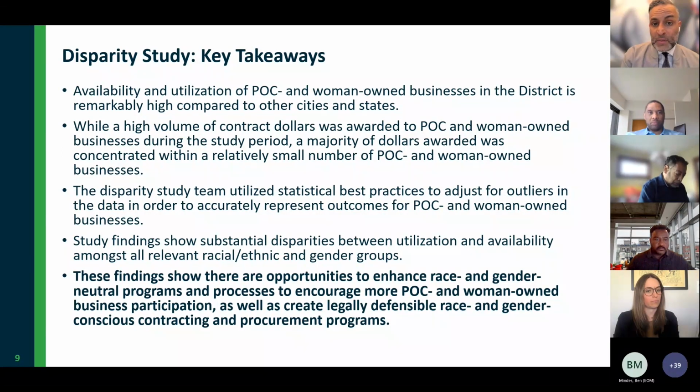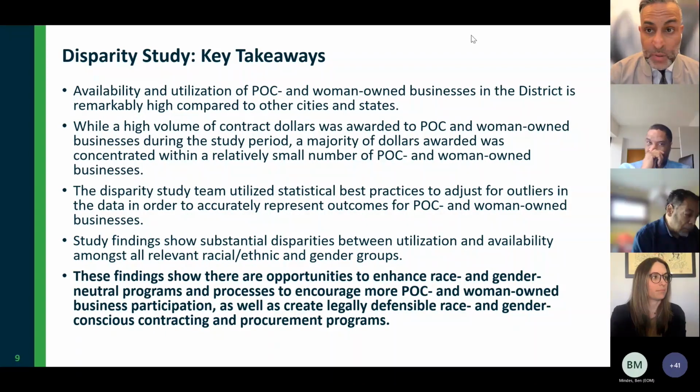And although a high volume of contracting dollars were awarded to POC and women-owned businesses during the study period, the majority of those dollars were actually concentrated with a relatively small number of POC and women-owned businesses, which has important implications for disparity study results, which we'll discuss in just a couple of minutes. The disparity study team, given that level of concentration, used best practices in statistics and social science to adjust for outliers that we identified as part of the disparity study process in order to accurately represent the outcomes for most POC and women-owned businesses that exist in the marketplace.